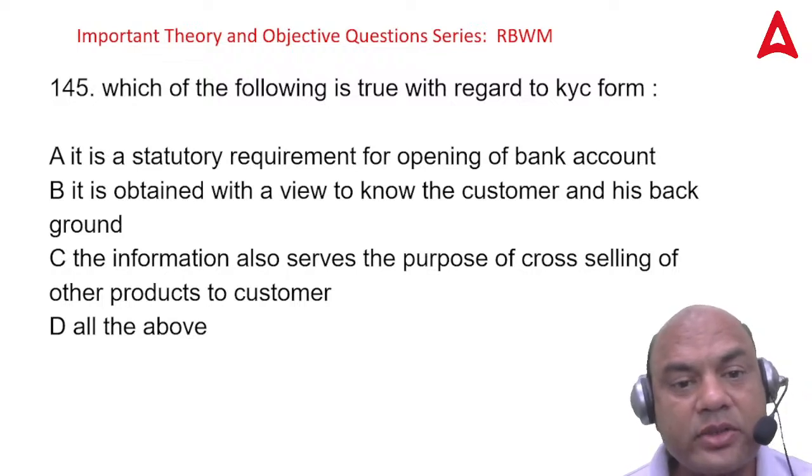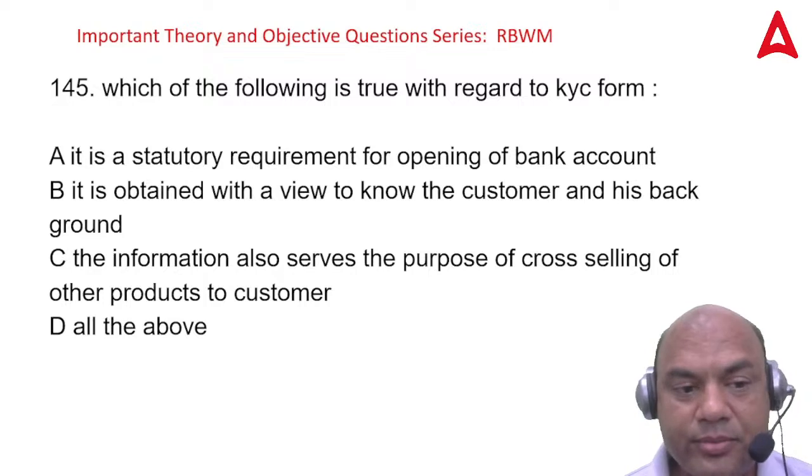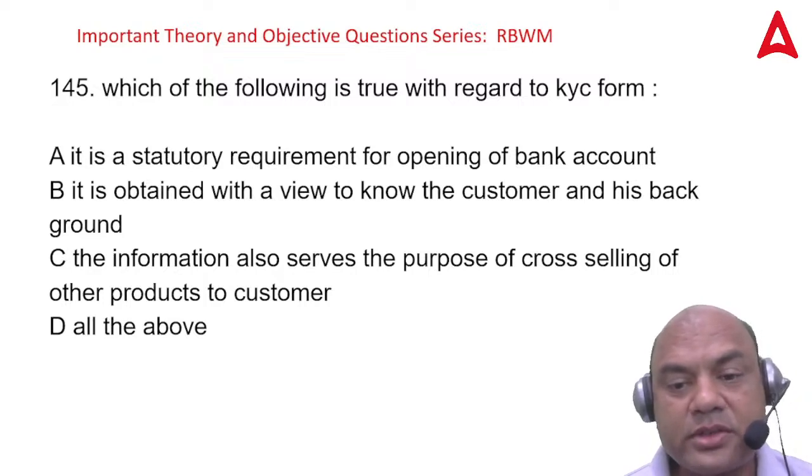A. It is statutory requirement for opening of the bank account. B. It is obtained with a view to know the customer and his background. C. The information also serves the purpose for cross-selling of other products to the customers. D. All of the above.